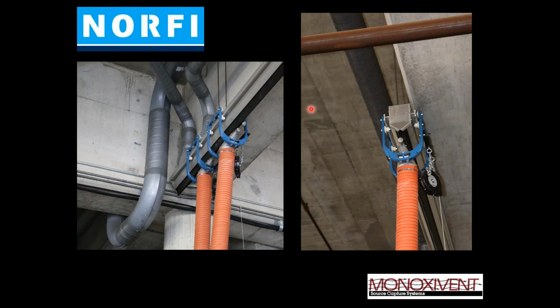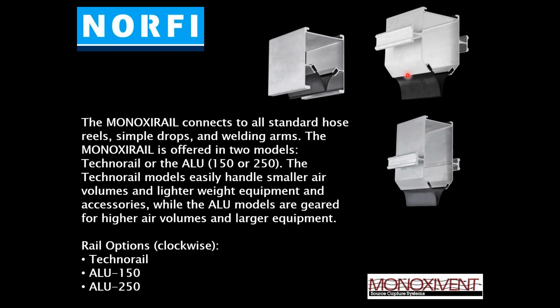Now, these are just some different application photos. If you take a look and you think of it almost like ducting, this is our Techno rail. It's probably, well, it is for sure the most popular of all our rail. And that's almost like, if you think of it like a 6-inch diameter duct, right? So if you were using duct principles, you would think of this as up to a 6-inch diameter. This is the ALU 150. This would be up to like an 8-inch diameter duct. And then the ALU 250 shown here would be like a 10-inch diameter duct. And we can go larger from there.